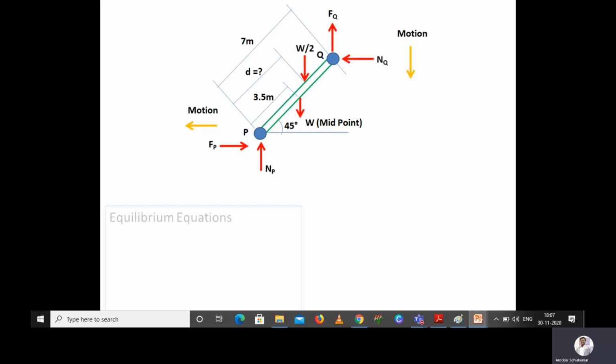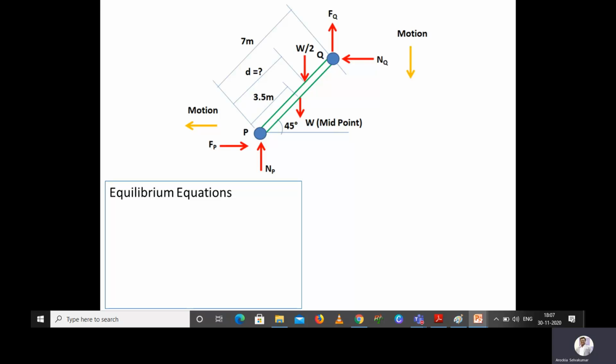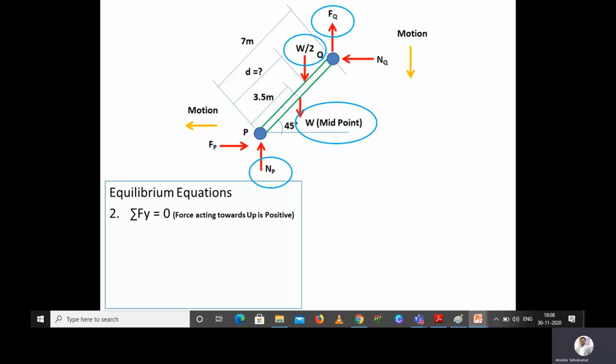Again we take the free body diagram. The second equilibrium equation is summation of vertical forces equal to 0, or summation of forces along the y-axis equal to 0, and we assume that force acting upwards is positive. Here you can see the force Np, the normal reaction at P, and W, which is acting downwards, and W by 2 is also acting downwards. The normal reaction at P is acting upwards, the ladder weight is acting downwards, and the man's weight also acts downwards. And then the frictional force at point Q, Fq.